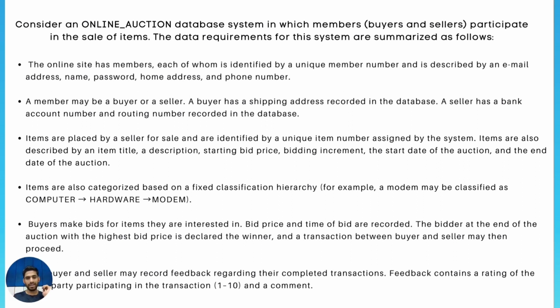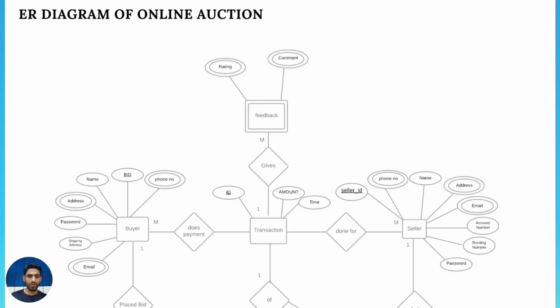Okay, so let's get into the diagram. You can see that the buyer is an entity and the seller is also an entity, so they are the members. Each has a uniquely identifying key. In buyer, the attribute is BID, which is the buyer ID, and in seller the attribute is seller ID. You can see that the seller ID and buyer ID are underlined. It's because they are uniquely identified, unlike the name, address, password, shipping address, and email. There must be a BID which uniquely identifies both the persons.